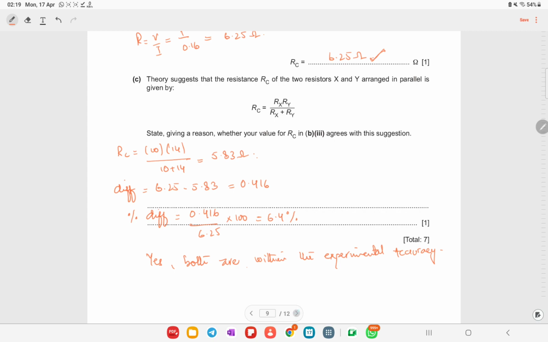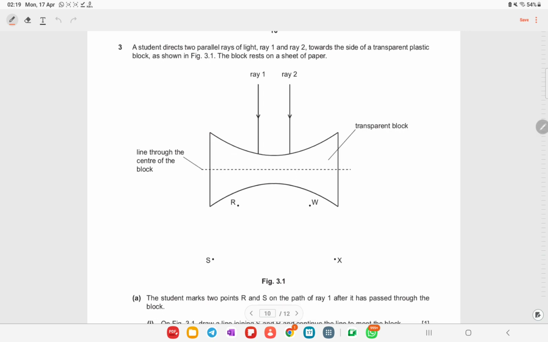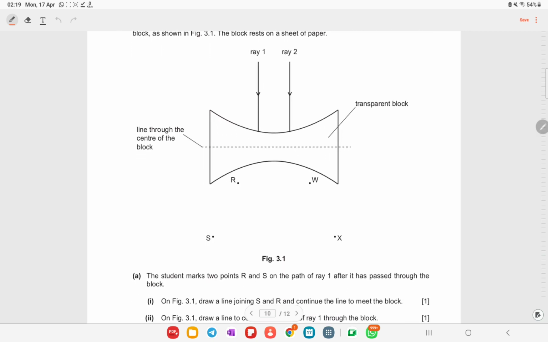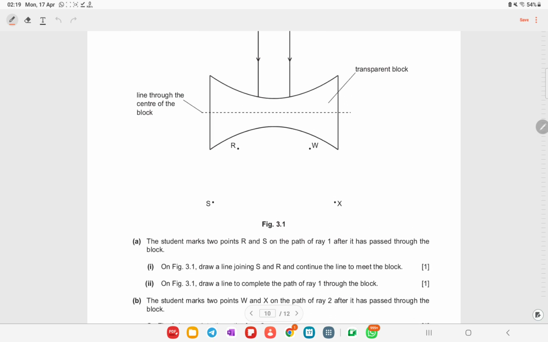Moving to the next question, and it states that a student directs two parallel rays of light, ray 1 and ray 2, towards the sides of the transparent plastic block as shown in figure 3.1. The block rests on a sheet of paper. The student marks 2 points R and S on the path of ray 1 after it has passed through this. On figure 3.1, draw a line joining SR and continue the line to meet the block.